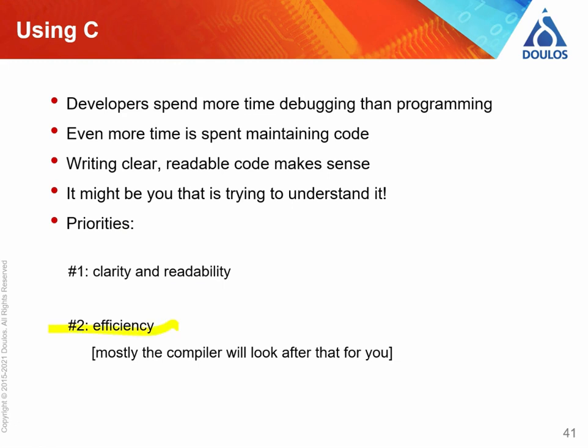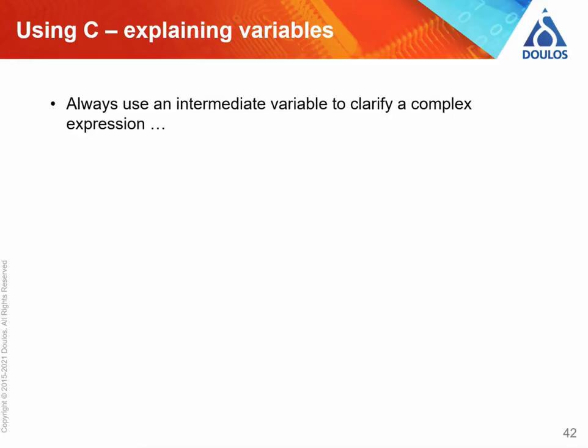A secondary concern would be efficiency. Now, we want our code to be efficient, but in general, that's the job of the compiler. So the compiler for C code normally does an excellent job at creating an efficient implementation from the C code that you write. Okay, so focus on writing clear and readable code, and the compiler will normally do a good job of optimizing that for you. So the sorts of things you can do to make your code more maintainable, maybe using variables to break down complex things into easier to understand steps.